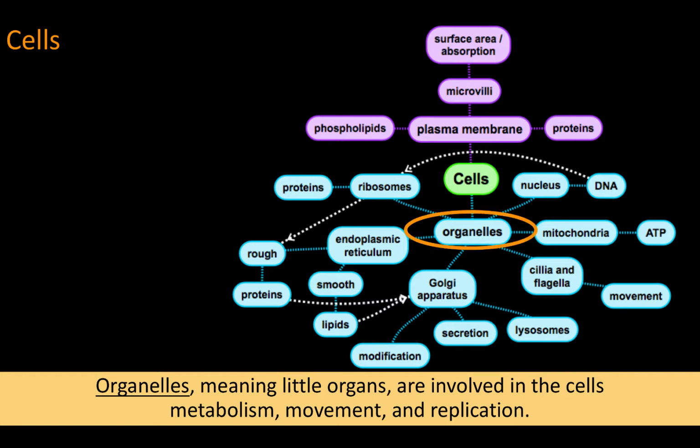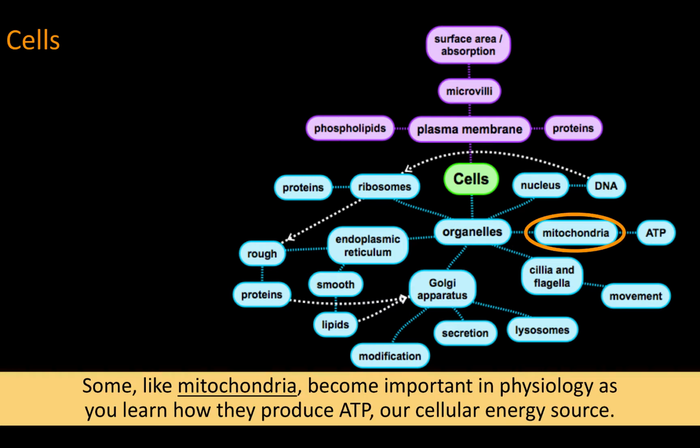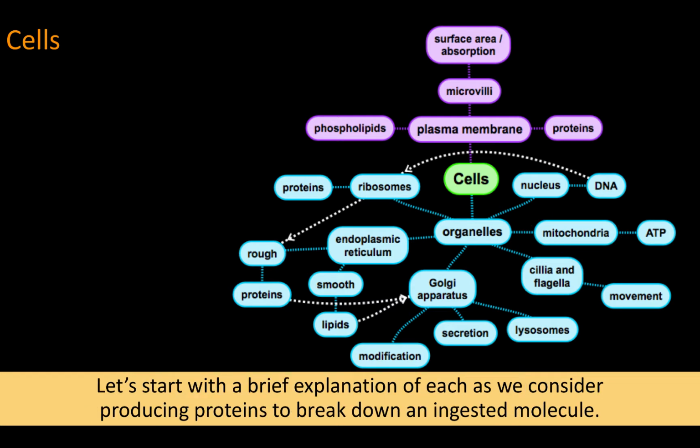Organelles, meaning little organs, are involved in the cell's metabolism, movement, and replication. Some, like mitochondria, become important in physiology as you learn how they produce ATP, our cellular energy source. Let's start with a brief explanation of each as we consider producing proteins to break down an ingested molecule.